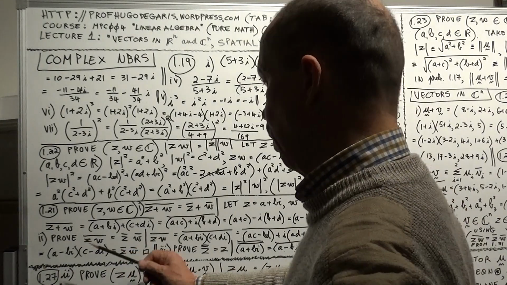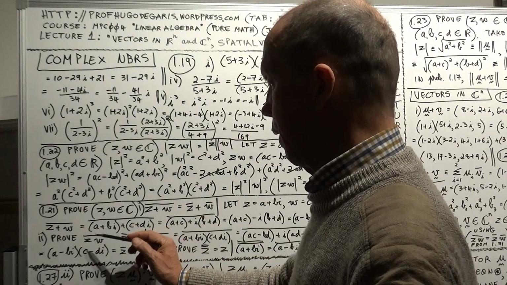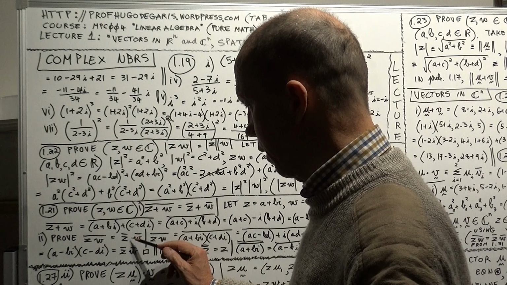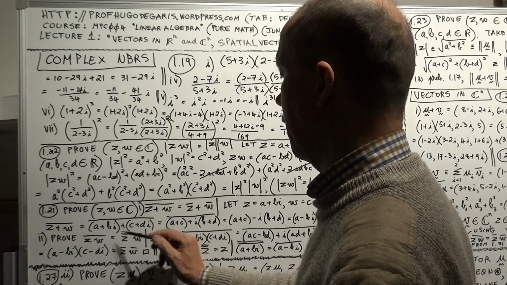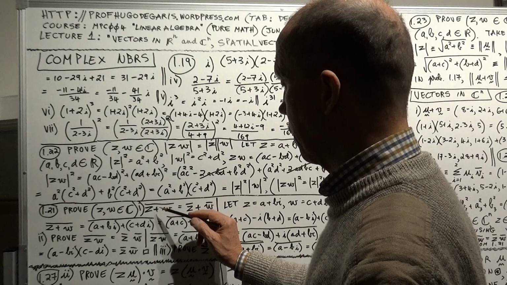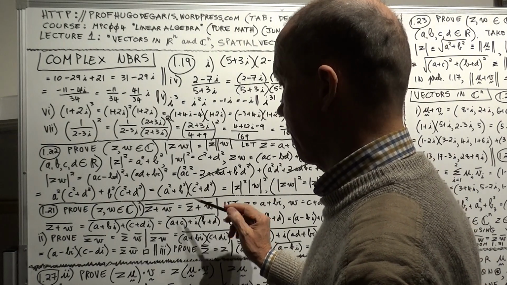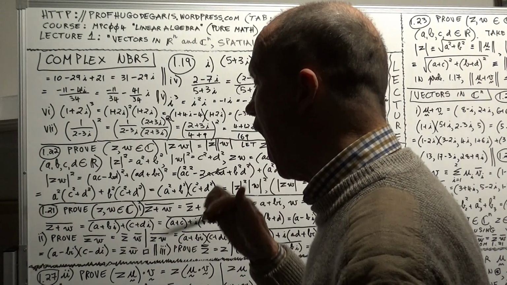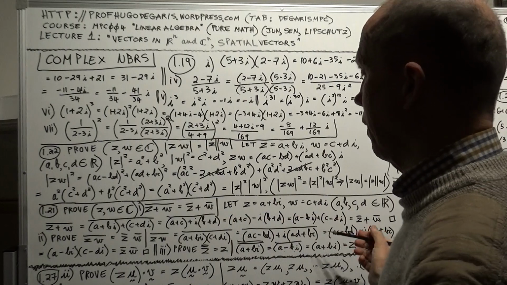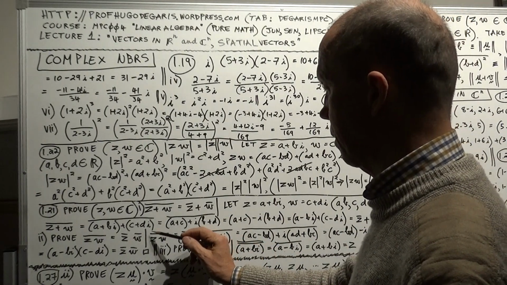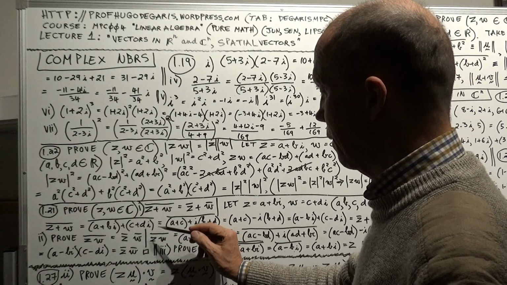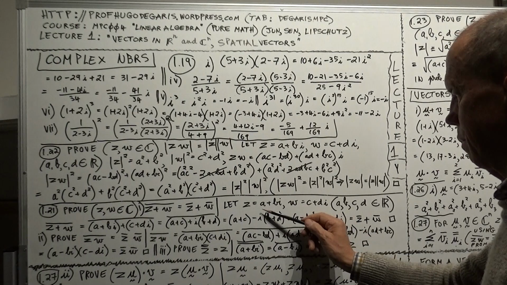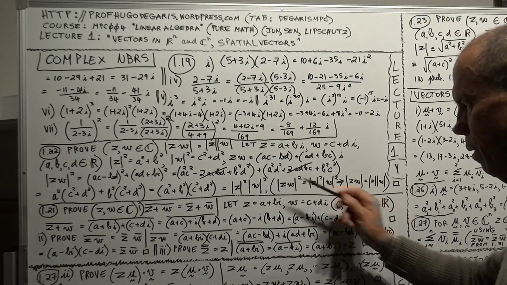So part 2, you're asked to prove that the conjugate of the product equals the product of the conjugates. Which is sort of analogous to here. Here you had the conjugate of the sum equals the sum of the conjugates. Here you've got the conjugate of the product equals the product of the conjugates. Right, so it's similar. So we'll start with the left-hand side. The conjugate of the product, so you just plug in the values for z and w. Here's z and here's w. Plug them in.